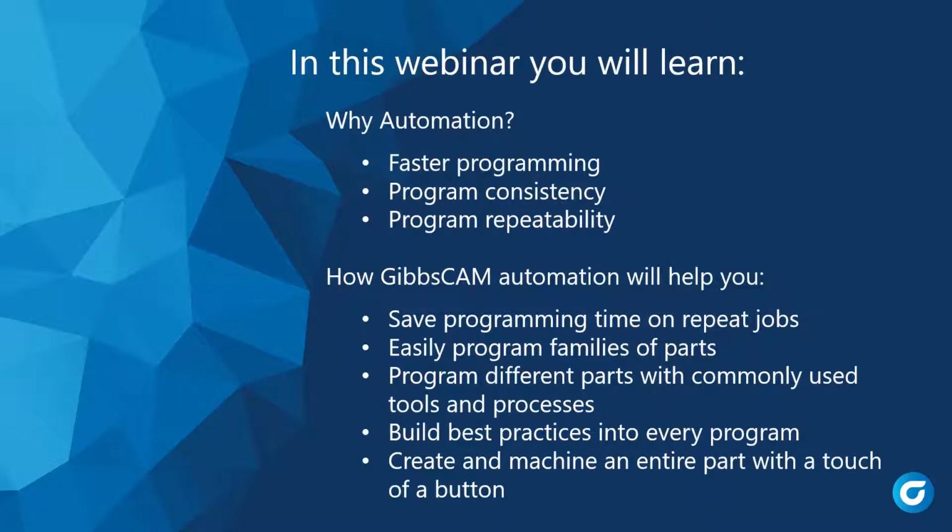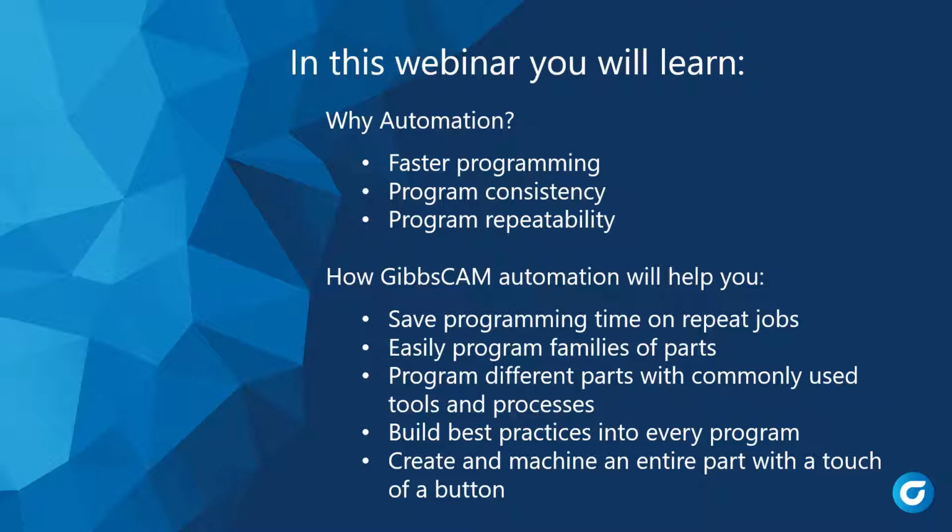In this webinar, you're going to learn why automation. Faster programming. What's faster programming? The ability to read in a part and quickly put toolpaths on. And by using saved processes and multi-part programming, you're going to be able to do that very quickly.